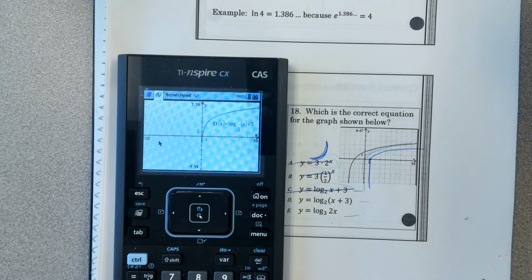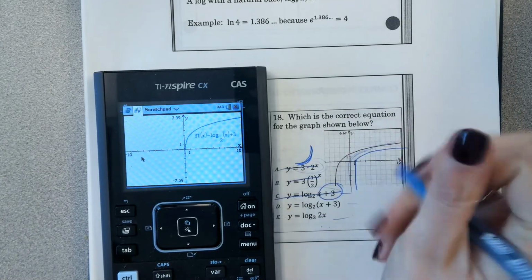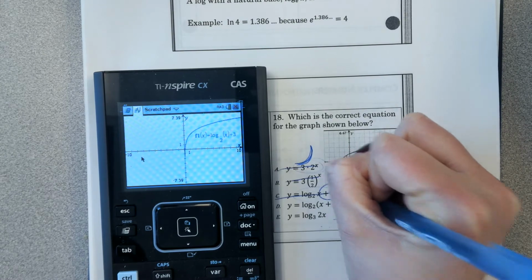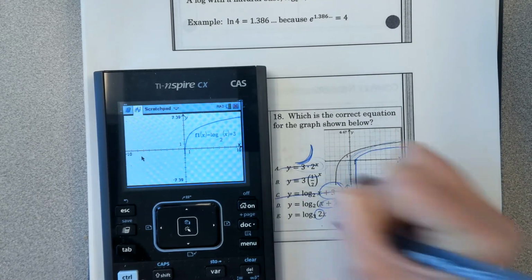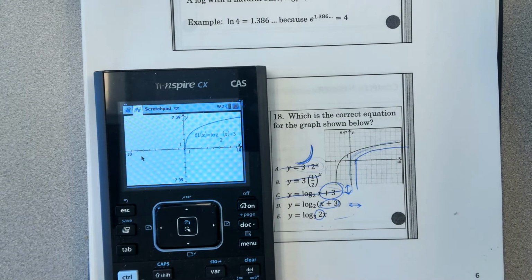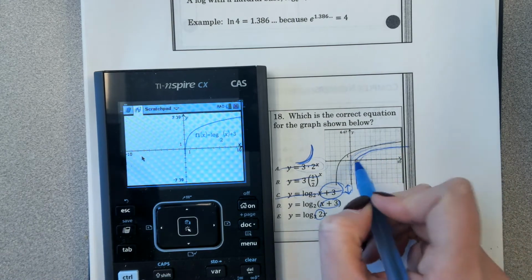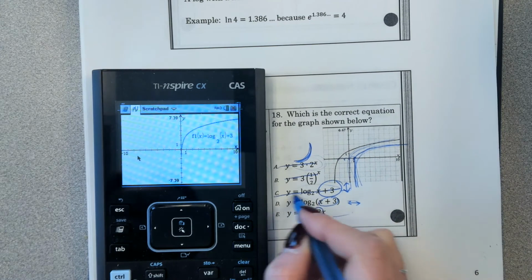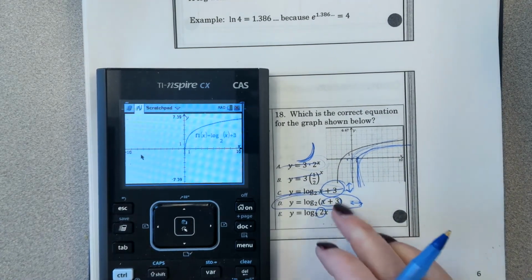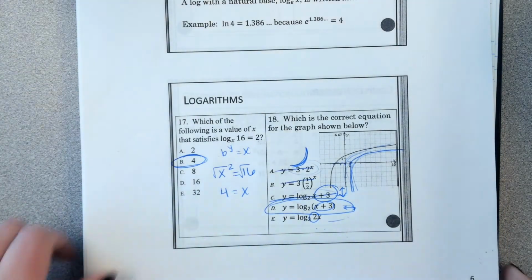We just tried it. If you know anything about your transformations, we know that this number on the outside moves it up or down. The number on the inside moves it left and right, and this number multiplied in front makes it skinnier or fatter, okay? So if you know that the log is normally here, this one is adjusted 3 to the left. So that means D is your answer, okay? But again, you could keep typing those in the calculator and see which one matches.